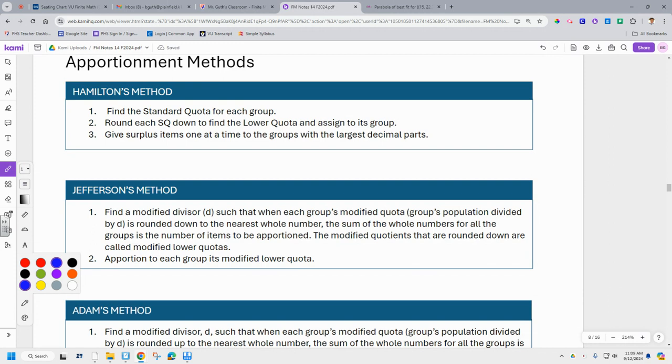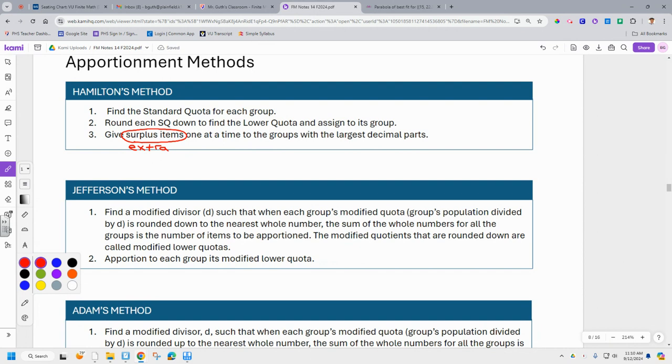Find the standard quota for each group, round each standard quota down to find the lower quota and assign to its group. Give surplus items one at a time to the groups with the largest decimal part. So there's a lot of stuff going on here. But one thing to notice, this is the only one that talks about surplus or extra items. It's one of the things that makes it different, but it also makes it the easiest one to deal with.